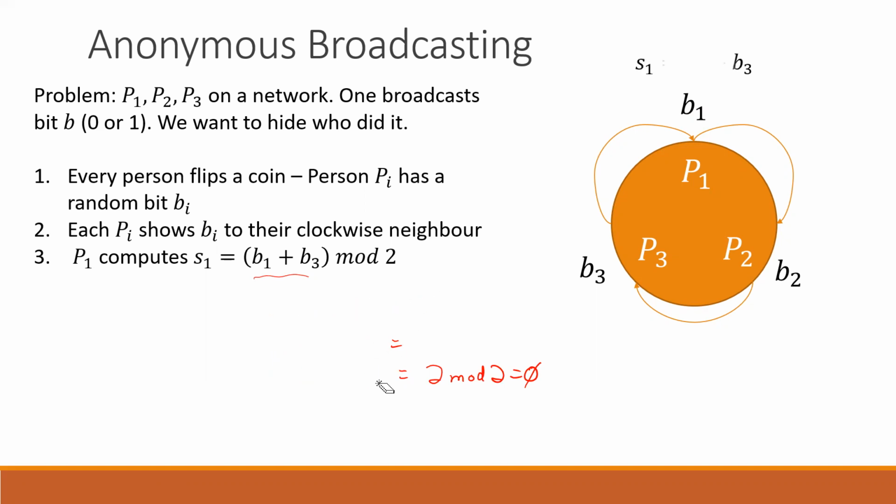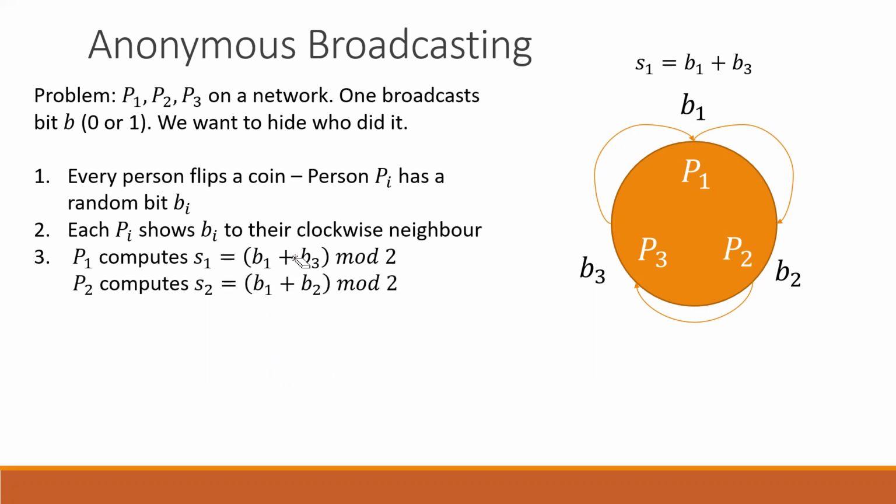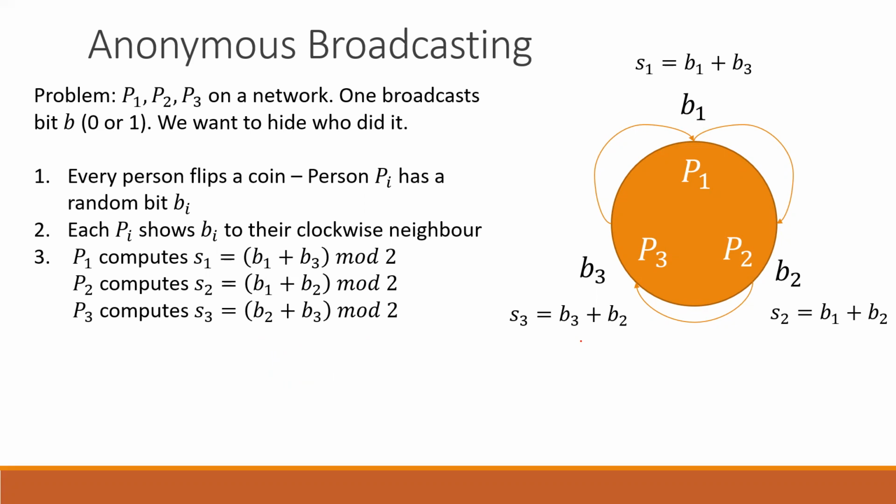Okay, so each of them is going to compute S1 for person 1. Person 2 computes S2, which is the 2 bits that they know about. They will sum them together, mod 2. And person 3 computes S3, which is the 2 bits that they know about. And in our example, we're going to assume that P3 is the broadcaster. So P3 has a bit B that they're going to, well, we'll see in a second.